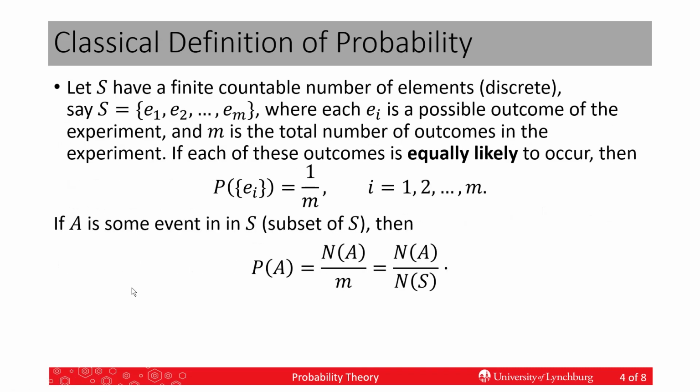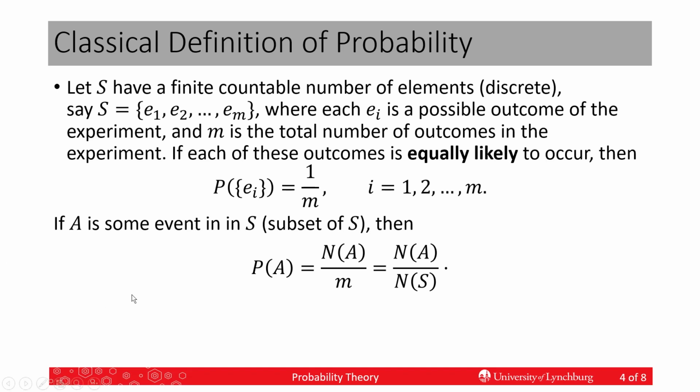Okay? Now, let's talk about the classic definition of probability. S, we're going to say, is a finite sample space, and it's countable. We're going to say it's discrete because of that. Let's say that S has these events or possible outcomes, E sub 1, E sub 2, up to E sub m. So there's m different possible outcomes for this experiment.